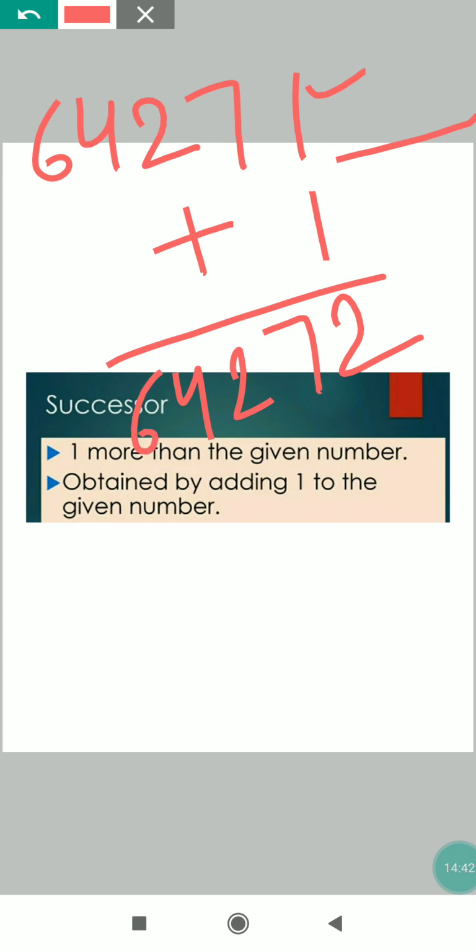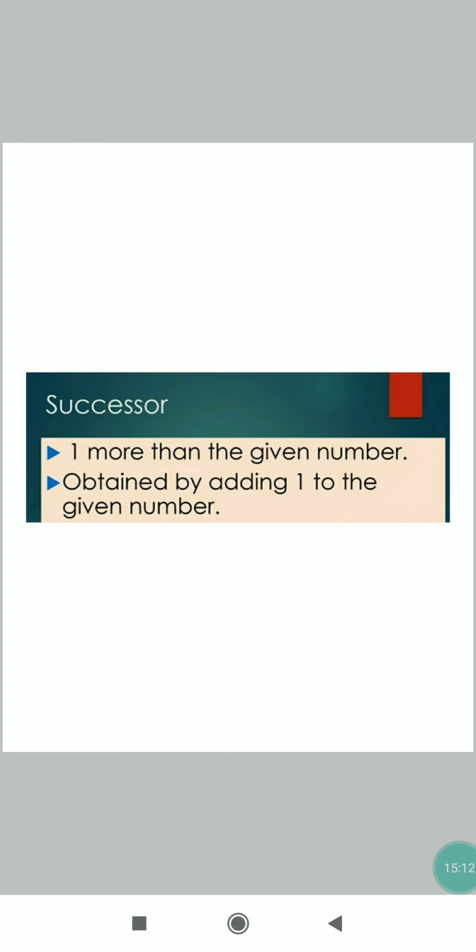We just have to add 1 in the last number. So this will become the successor of the given number. So which is the given number? 64271 was the given number, and the successor of the given number was 64272, student. How have you got this? By adding one in that, or it can be obtained by adding one in that, or one more than a given number. Both are the same thing.